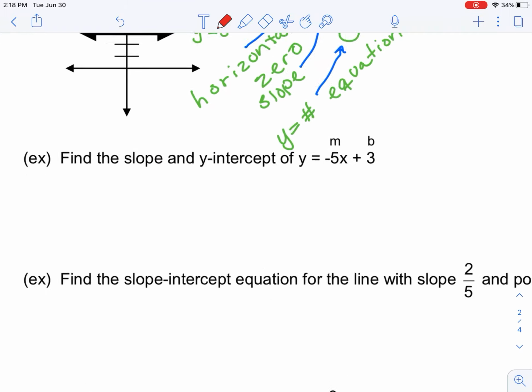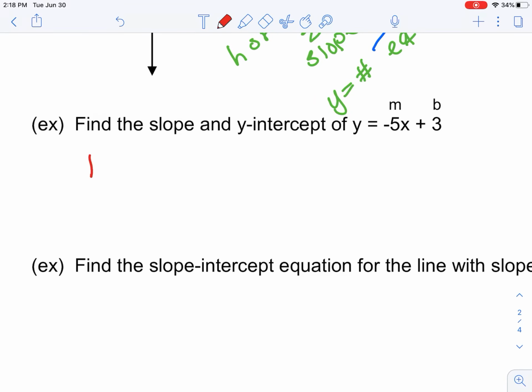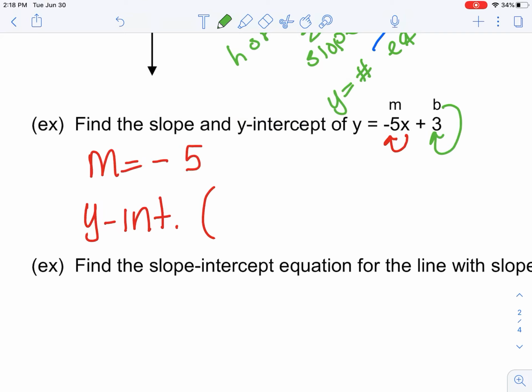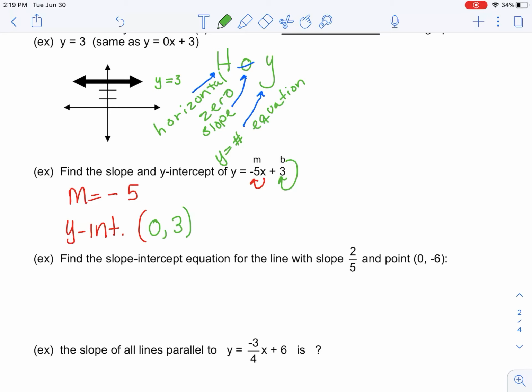Find the slope and the y-intercept. Okay, well, we know the slope is the coefficient of x, which is a negative 5, and the y-intercept is your b. Your b in this case is 3. So again, when you have a y-intercept, x is always 0, and the y-intercept is at 3. All right, so again, that's slope-intercept for you.